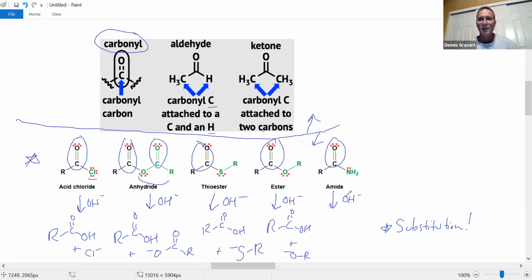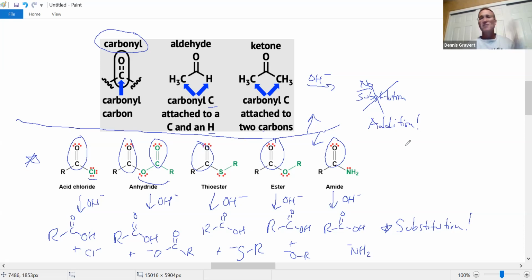It's negative. And finally, hydroxide ion reacts with amides to make carboxylic acid. Yes, it does. And the OH group goes in. The amide ion comes out. You add hydroxide ions to aldehydes and ketones, and you don't get substitution. You get addition. And I'm going to show you that reaction in just a second. It's an addition reaction. They react very differently.